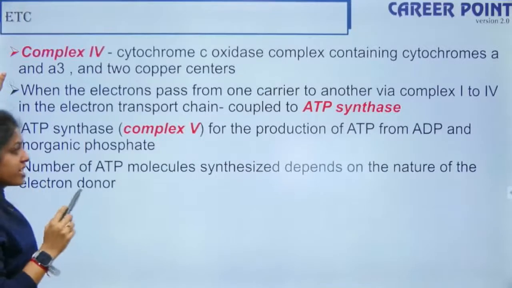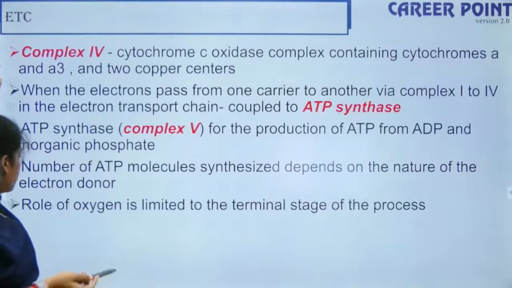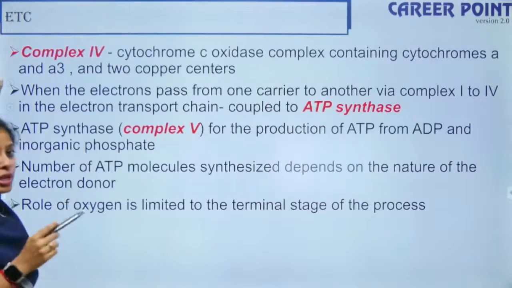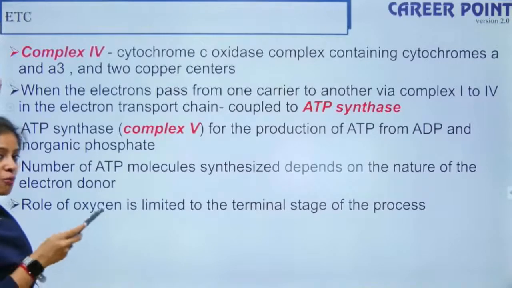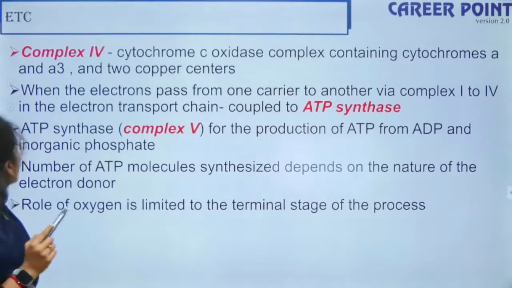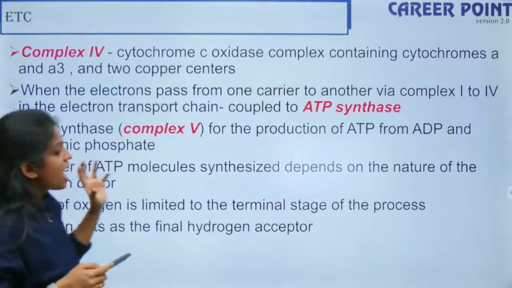So the number of ATP molecules depends on the nature of the electron donor. The role of oxygen is limited to the terminal stage of the process. So where does this oxygen come from? From photosynthesis. I hope you are able to correlate. Yes, oxygen acts as the final hydrogen acceptor.